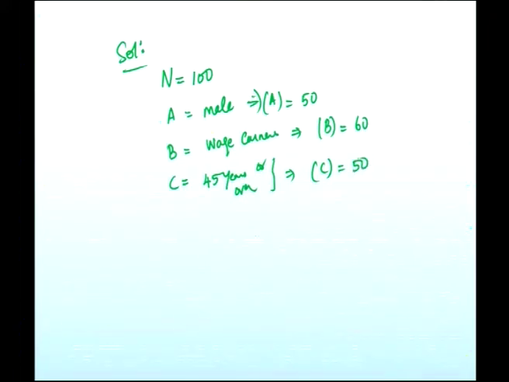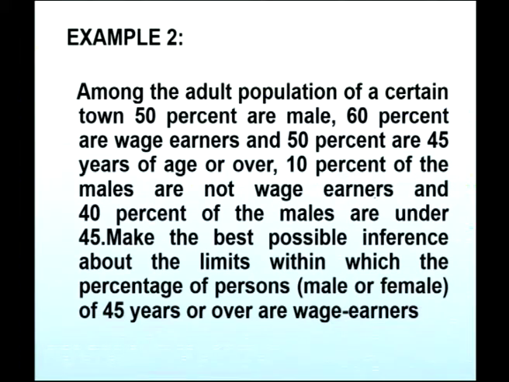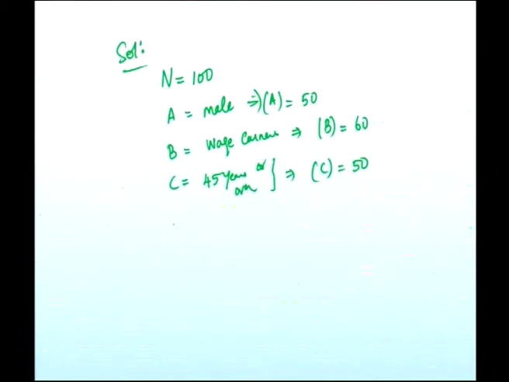And then more information is given in the question. What is that? 10% of the males are not wage earners. Male is represented as A and not wage earners will be represented as beta. Therefore, among the males you should get not wage earners. Therefore, A beta is equal to 10 by 100, which is given as 10%, and among the males, therefore, into 50, which gives you the value 5.